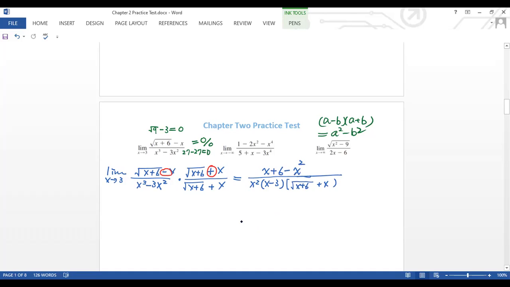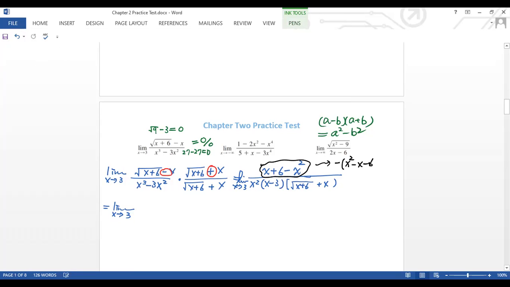Okay, so this is x plus 6 minus x squared. Of course, don't forget my limit, right? Now I can do a little bit here. So this is x minus 3. In here, I'm skipping one step. This one you can factor a negative out, so it's easier.